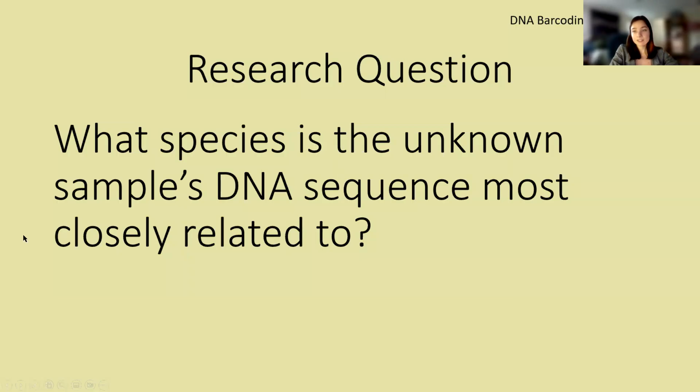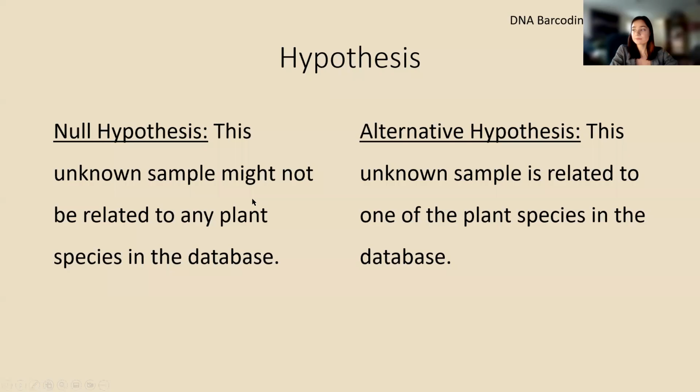In essence, the question we're asking is, what species is the unknown sample's DNA sequence most closely related to? My null hypothesis is that the unknown sample might not be related to any plant species in the database, and my alternative hypothesis is that it is related to one of the plant species in the database.